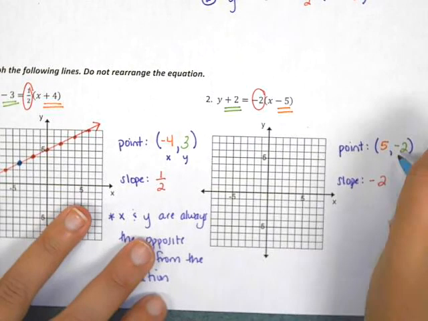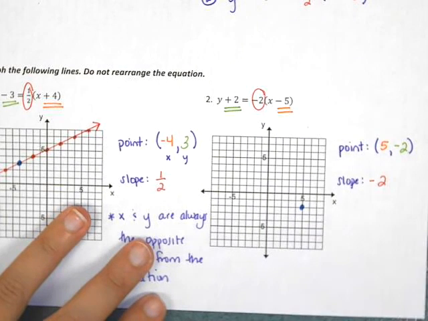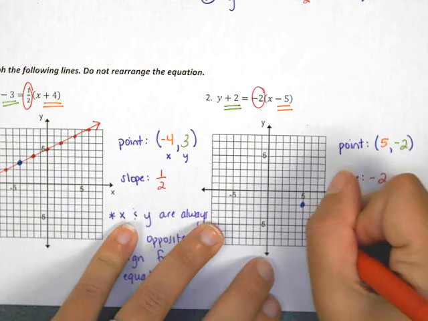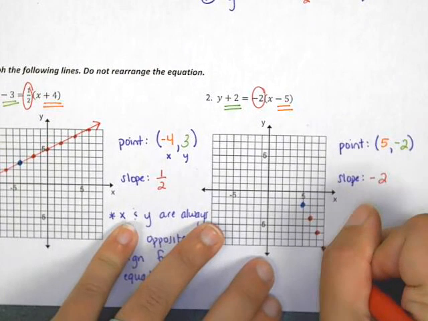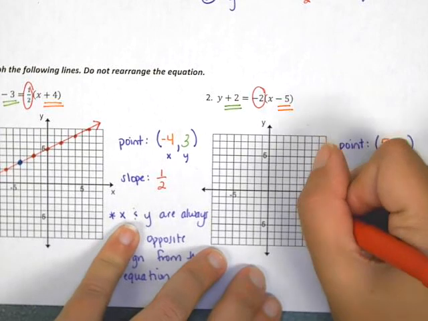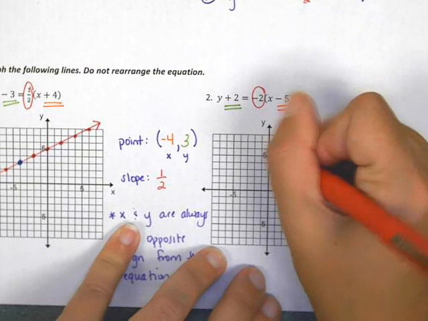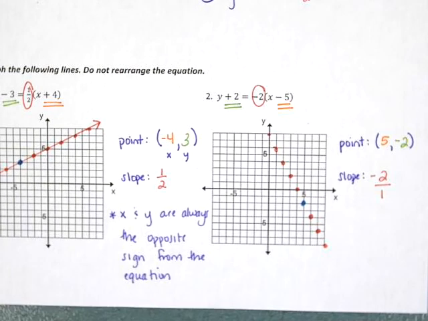And now to graph this point, I would go over 5, down 2. And to graph the slope, I would go down 2, right 1, down 2, right 1, down 2, right 1, because this is really -2 over 1. Or I would go up 2, left 1, up 2, left 1, up 2, left 1. And then I would draw my line.